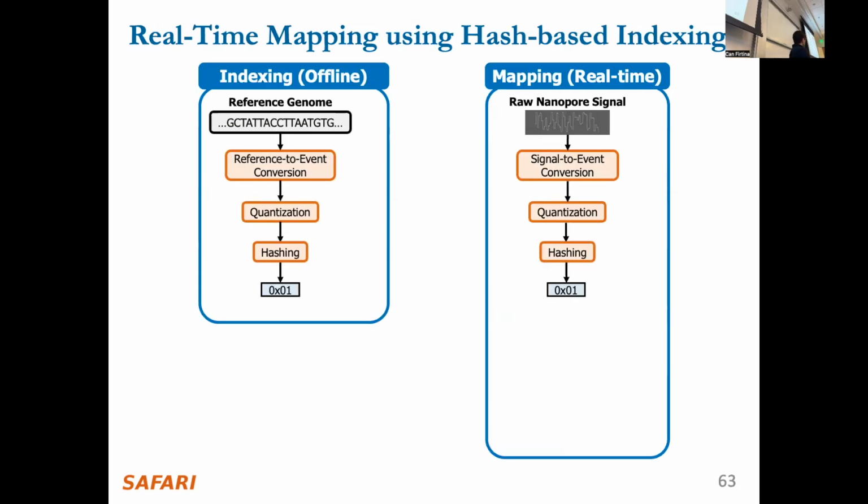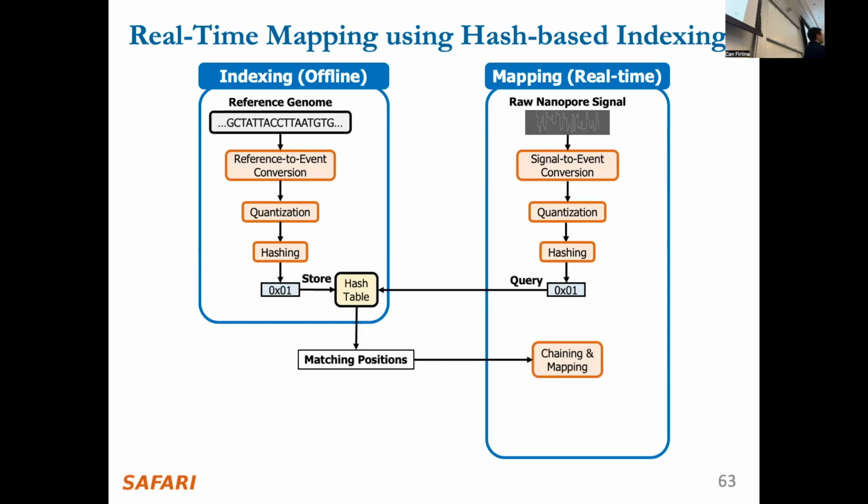And then to wrap up all the steps that we do for real-time analysis, here we construct the hash value from the reference genome by converting it to signal. And then we store these hash values and their positions in the hash table. This is indexing. And then in real time, we similarly generate the hash value again from raw signals while the raw signals are being generated. And then we query the hash table. And if there are some matching positions, we perform chaining and mapping and so on.